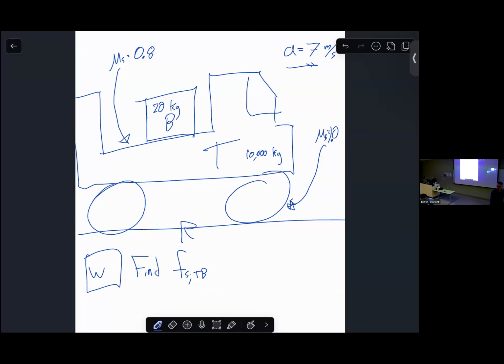It's not moving relative to the truck. It is staying with the truck. So whatever the truck does, the box does. If the box has no acceleration, then the truck is just going to leave it behind as the truck drives by.